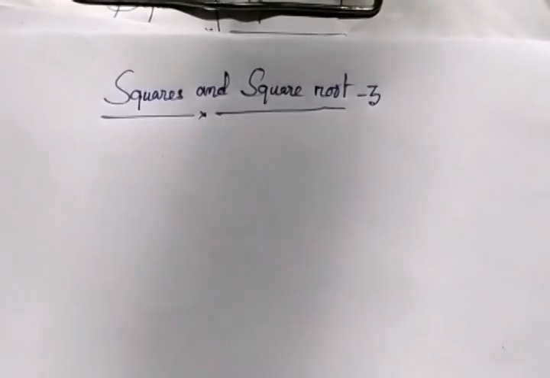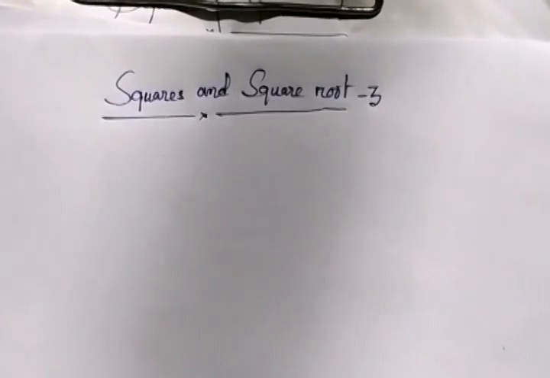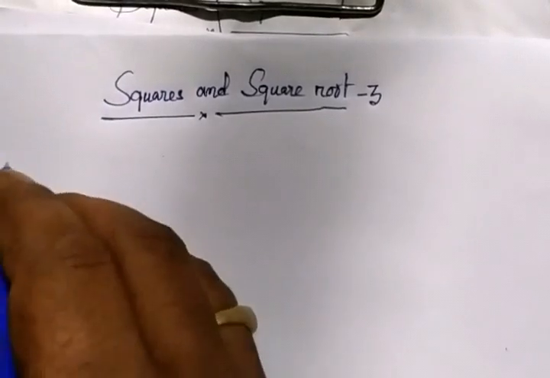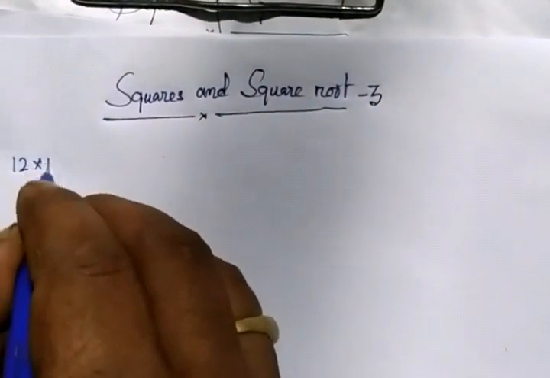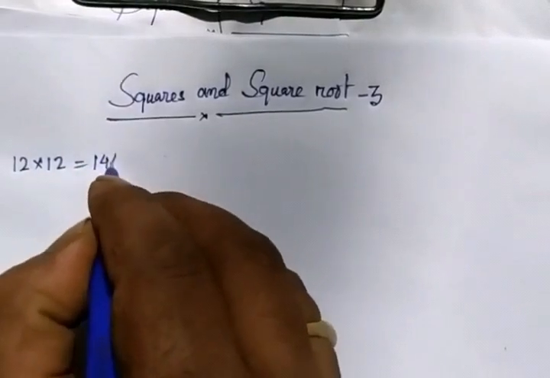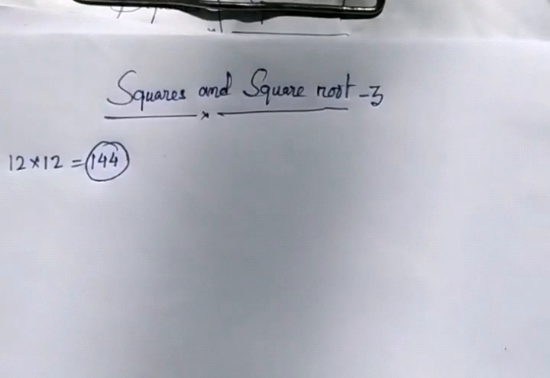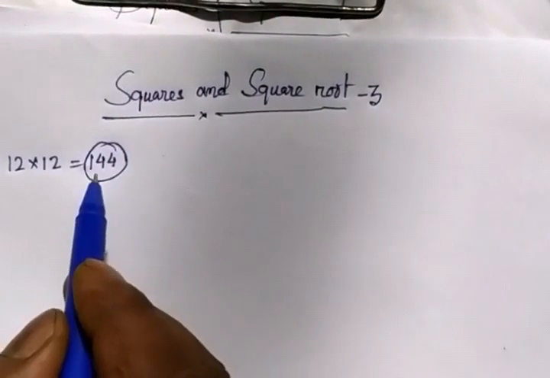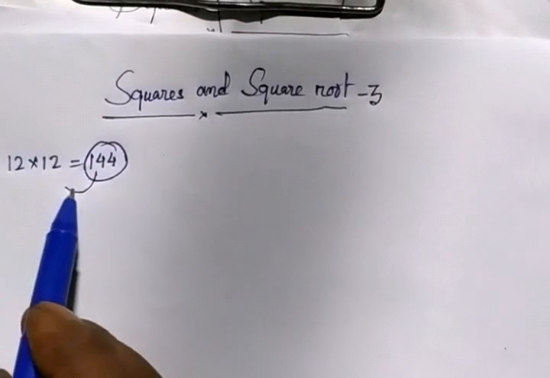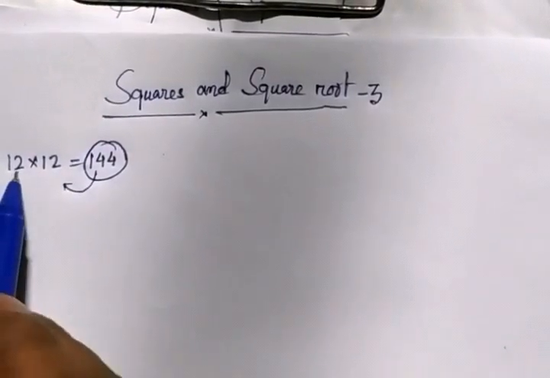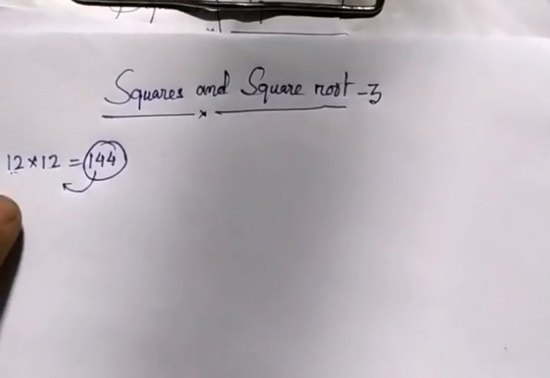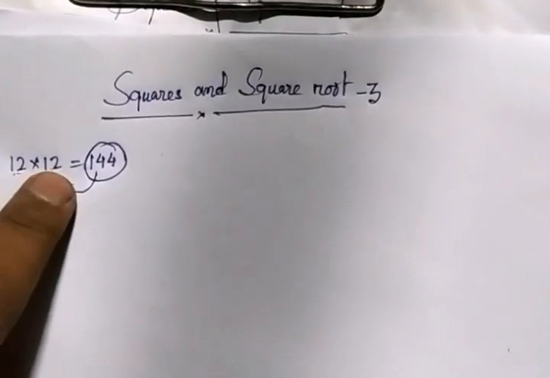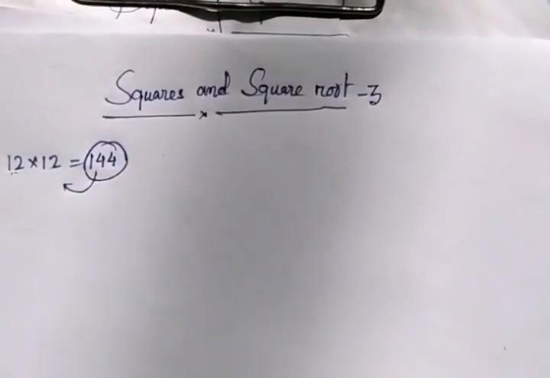A perfect square number means a number that can be expressed as a product of a pair of the same number. For example, 12 into 12 is 144, so 144 is a perfect square number. That means 144 must be expressed as a product of two same numbers. Here the last digits are 2 and 2, so the last digit of the perfect square number becomes 4.